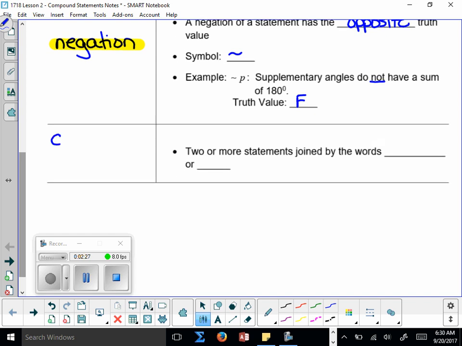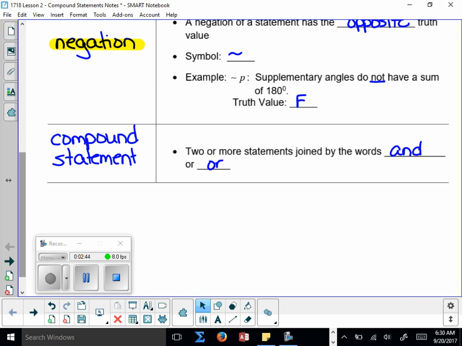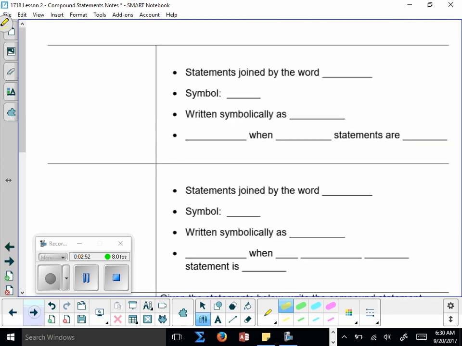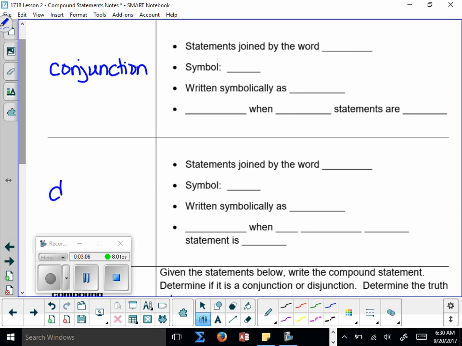So what is a compound statement? Well, a compound statement is two or more statements joined by the words and or or. You've been writing compound statements in English class for years. Now we're just going to do it math style. We have two major types of statements: conjunctions and disjunctions.